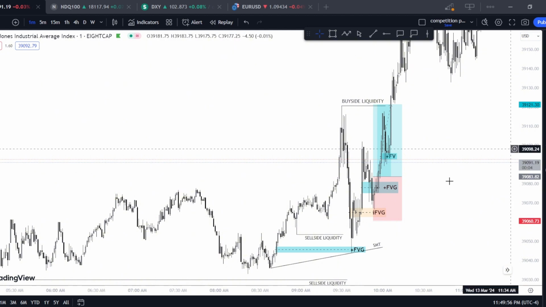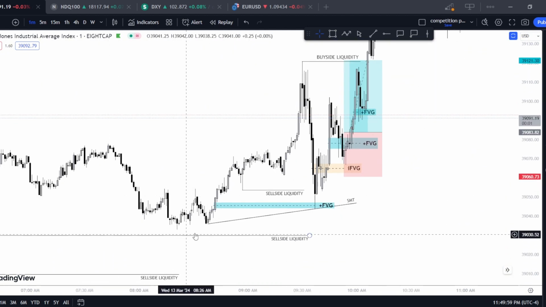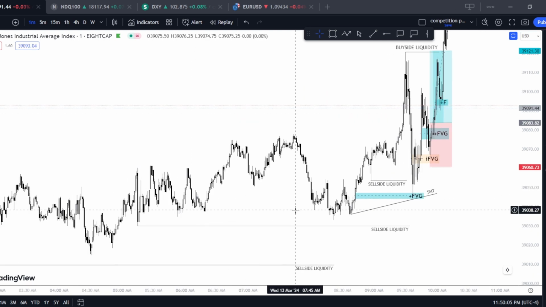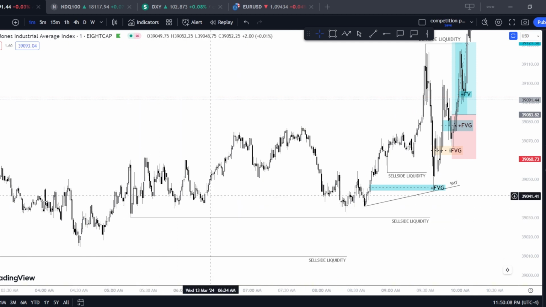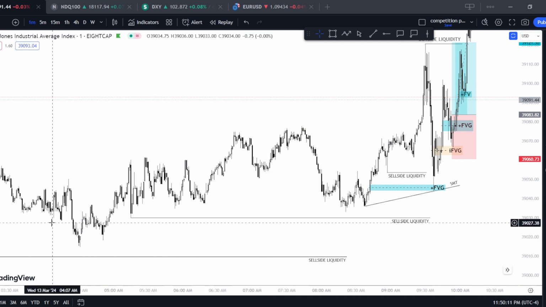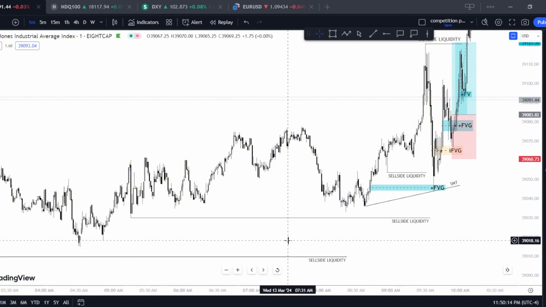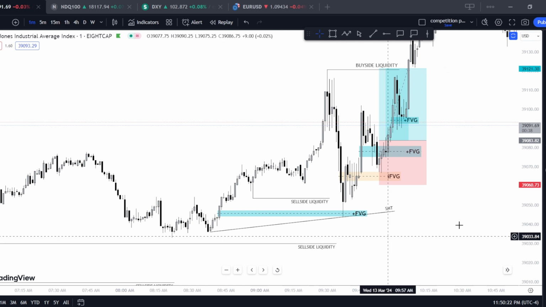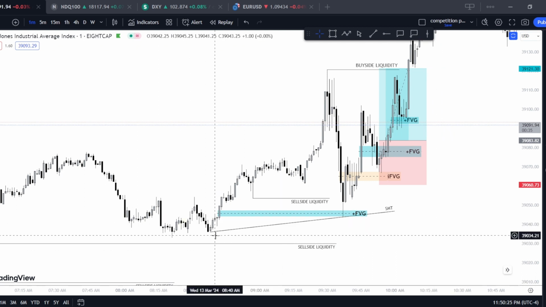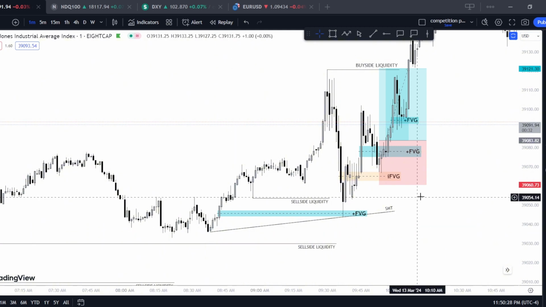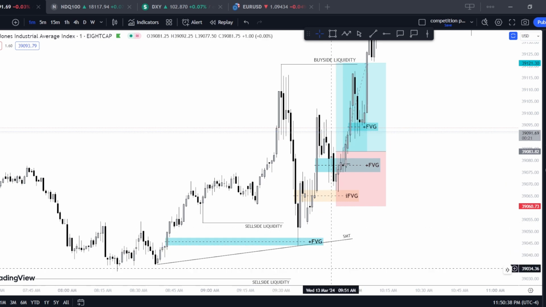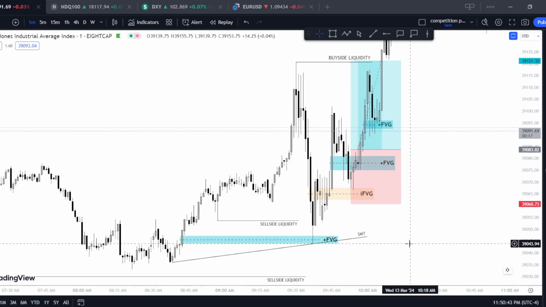So that's one confluence. That's why I trusted this low will not be taken out. Even though the idea in my mind was that this large pool of sell side liquidity would be taken out first before reversing to the upside, I trusted that this low will not be taken out because of the fact that we have an SMT divergence right here. That's why I took this buy, and I trusted that it will not dig deeper below this low.